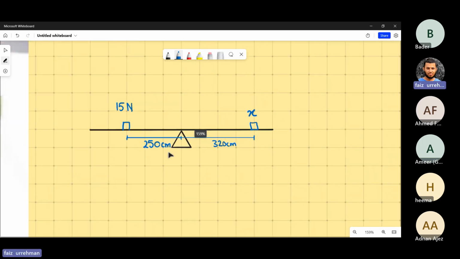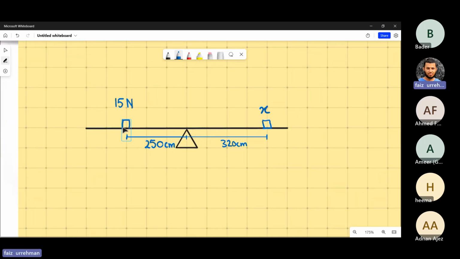Okay, you have a seesaw. 15 Newton weight is on one side. Is calculator allowed in your exam in physics? Yes. Okay, so you can use calculator in this question.